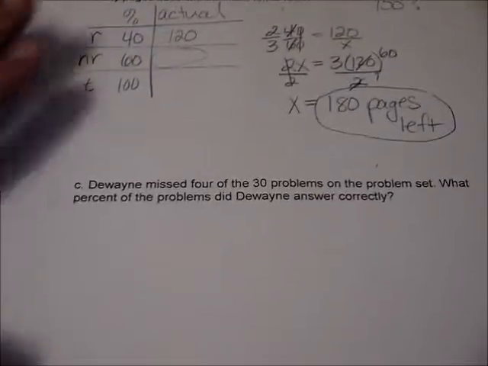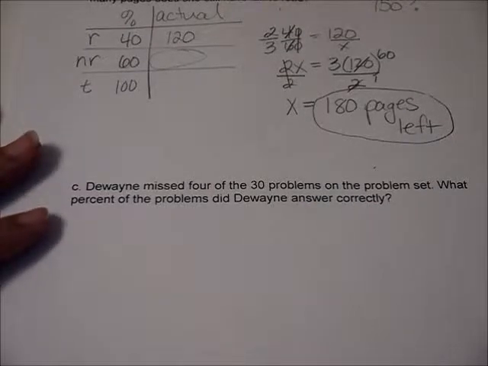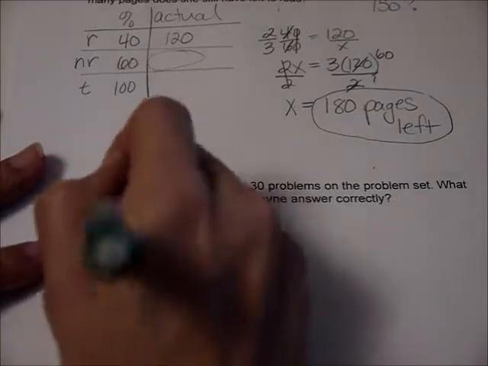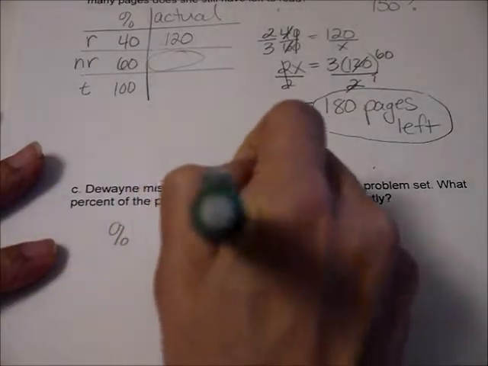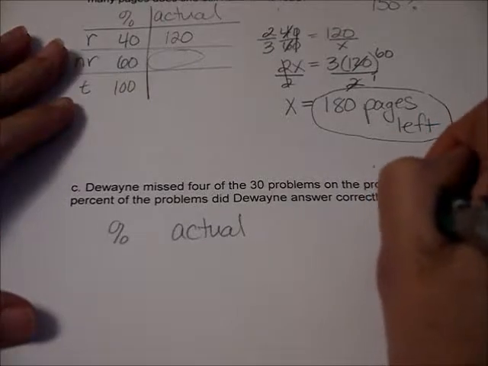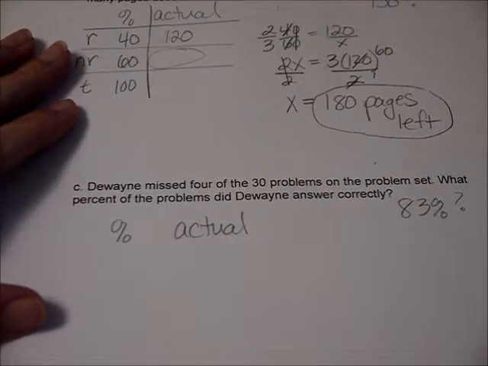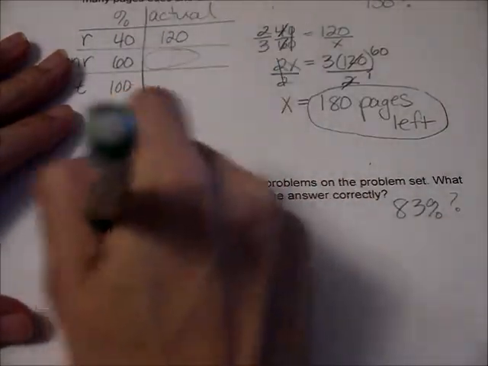Okay, now we've got Dwayne missed 4 of the 30 problems on the problem set. What percent of the problems did he answer correctly? Okay, so, oh, I'm supposed to do an estimate. Okay, missed 4. What percent did he get correct? 4 out of 30. Oh, maybe 83%. Might be the estimate? I don't know. I'm totally guessing there.